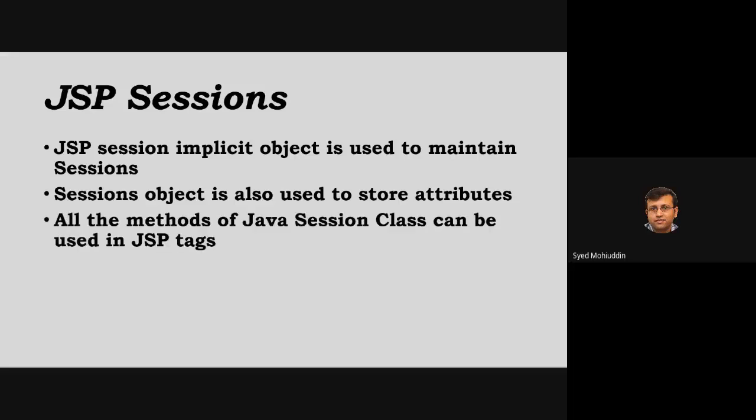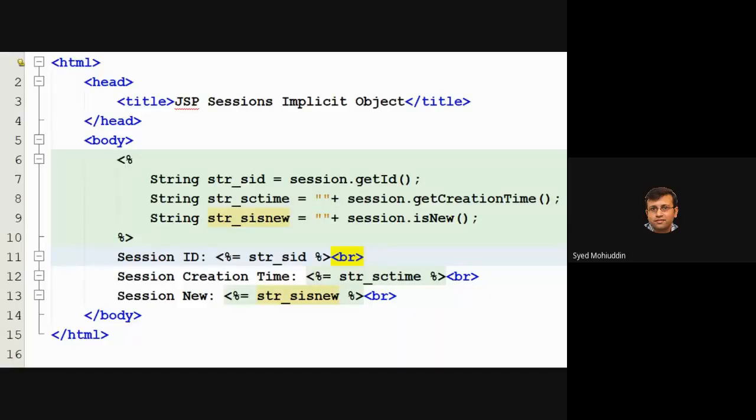Now, obviously, like in servlets, where we use getAttribute and setAttribute, the same way even in JSP tags, we can use getAttribute and setAttribute with all the session methods. So this is a sample program for sessions. You can see we had already heard about this getId method, which is part of the HttpSession class. Here we are not defining session. It is an implicit object. It is present in JSP.